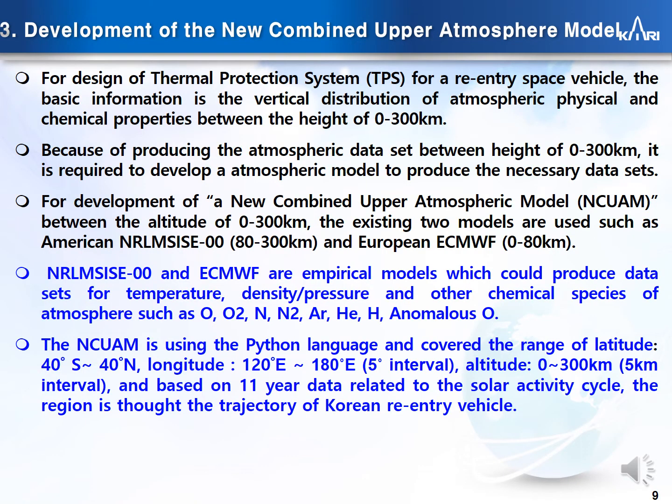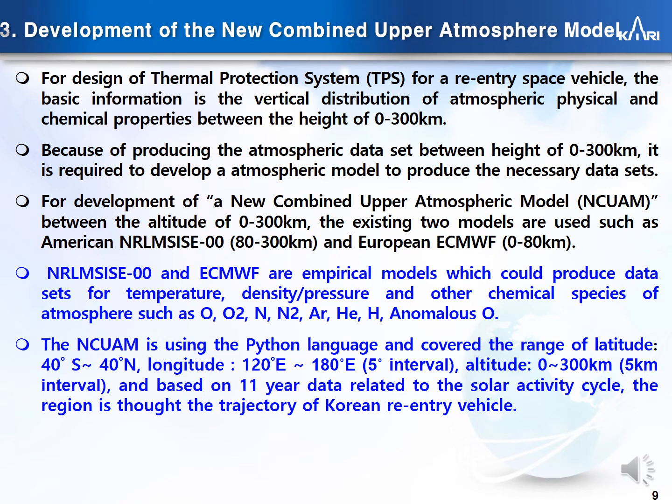Third, development of a new combined upper atmosphere model. For design of a thermal protection system for a reentry space vehicle, basic information is the vertical distribution of atmospheric physical and chemical properties between the height of 0 to 300 kilometers. Because of producing the atmospheric data set between height of 0 to 300 kilometers, it is required to develop an atmospheric model to produce the necessary data set.